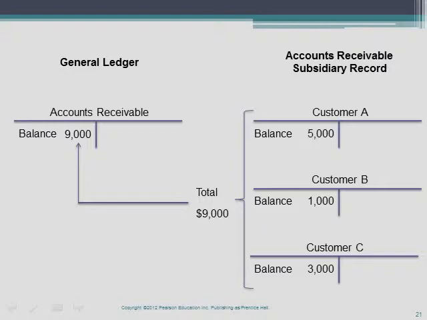And we would also see the same thing with respect to accounts payable. We would have an accounts payable general ledger account that is comprised of individual amounts we owe to vendors who have provided us with goods, and those individual amounts and vendors' names would be in an accounts payable subsidiary record.